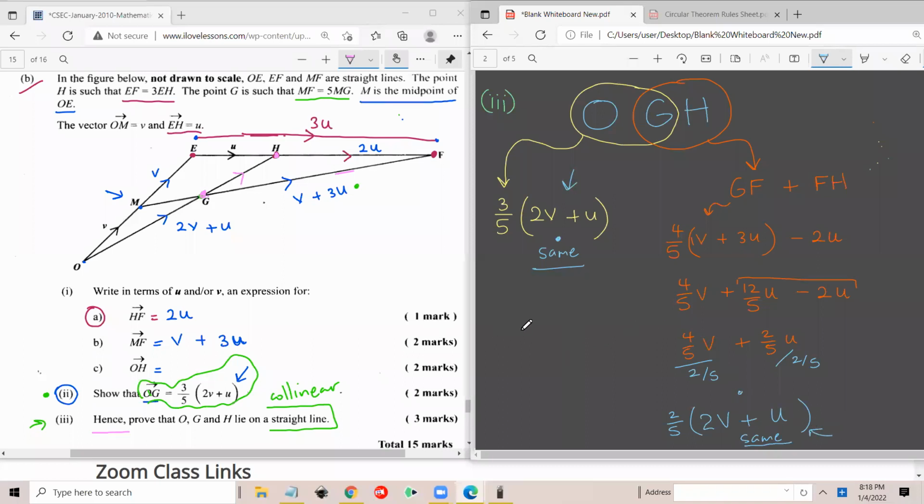All right. So to finish the question, once you get them to look the same in the brackets, you have to write a sentence now. Hence, O, G, H are collinear. Or you could say O, H, G form a straight line. Any one of them will give you full marks, but you have to write the sentence at the end and use the word hence, right? Yes, Amir, only the brackets need to look the same. The numbers outside can be different. In most cases, they will be different.